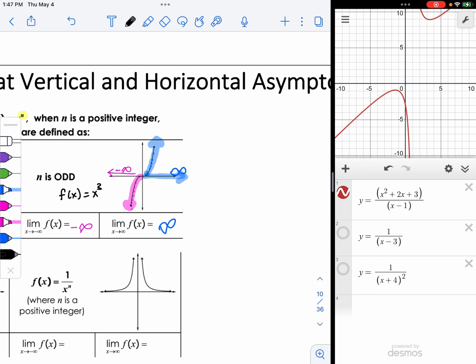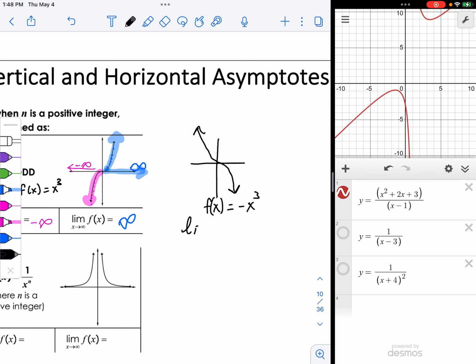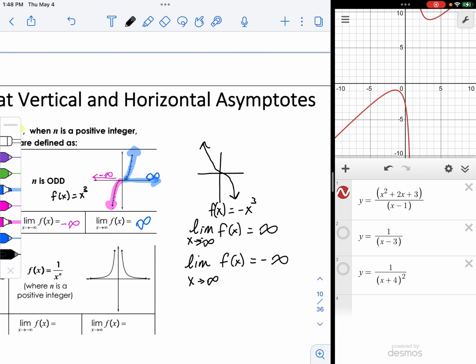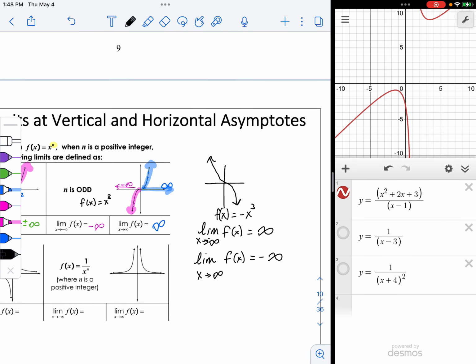Now, they don't always necessarily go in that order. Again, if I asked you to take f of x equals negative x cubed, we would start positive and we would go negative. So the limit as x goes towards negative infinity would actually be positive infinity. Again, limits are, I'm going to give you the x, you give me the y. And the limit as x goes towards positive infinity of this function would be negative infinity. As my x goes towards positive numbers, my y value is going down.